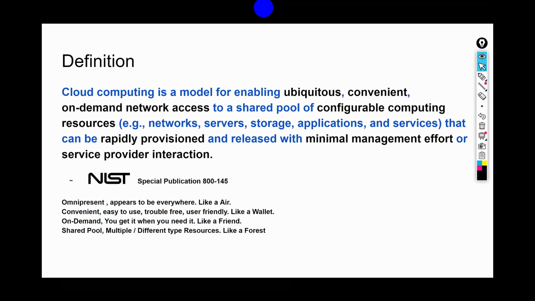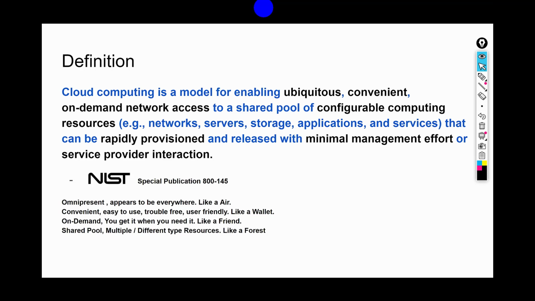Convenient: easy to use, trouble-free, user-friendly, like a wallet. It's always with you. You can pull it out. You have your credit cards, debit card, cash. On demand: you get it when you need it. Like a friend. Hey, you can call him anytime and say, hey, I didn't understand that CISSP question, can you help me out? Or hey, I need some cash. Whatever you call your friend for. On demand, shared pool, or multiple different types of resources.